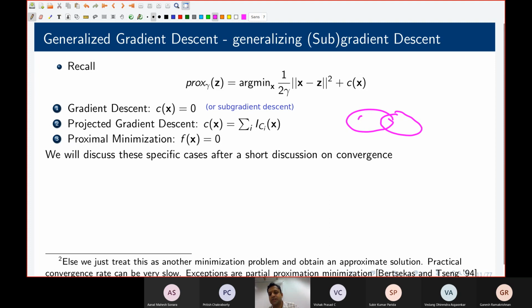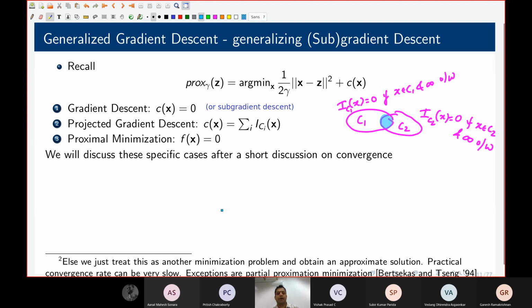constraints as shown in the last class, C1, C2. And each of them has an indicator function, IC1, x is 0 if x is in C1, and let's say infinity otherwise. Likewise, IC2 requires that x is in C2. If you have indicator functions like these, to insist that your point lies in the center region, you get projected gradient descent.